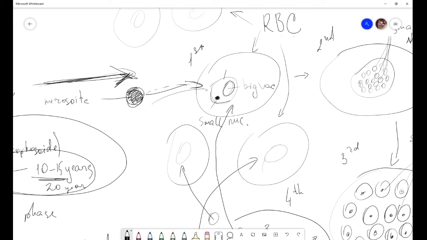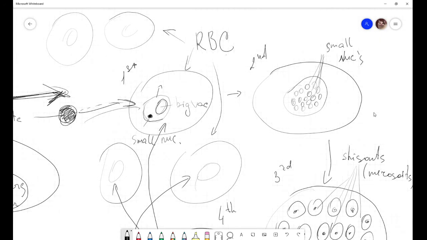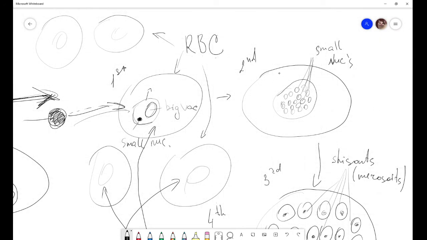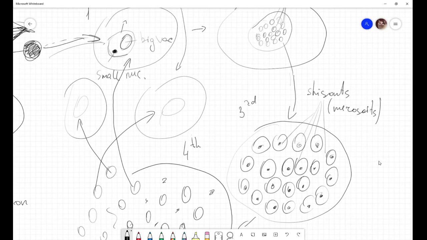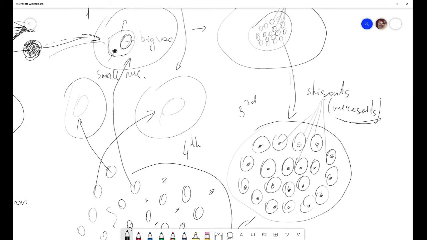When it grows and makes itself bigger, we can see a second blood stage inside the red blood cell. It is still a red blood cell, and we can see schizogony too. A lot of small nuclei are forming, and after that we can see a lot of schizonts or merozoites. Schizonts or merozoites, it doesn't matter, inside this red blood cell.